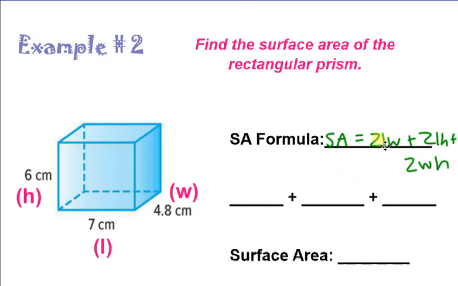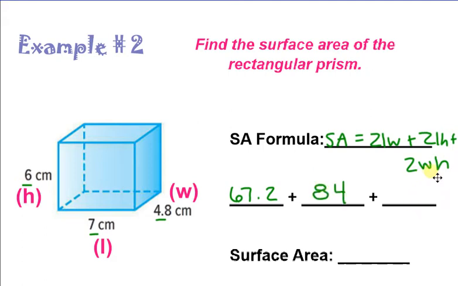Okay? So for the first line, we're going to do 2 times, our L is 7 and our W is 4.8. So 2 times 7 times 4.8, and that's going to give us 67.2. For the next one, we're going to do 2 times 7 because that's our L, and then this time we need our H, which is 6. So 2 times 7 times 6. And that's going to give us 84.